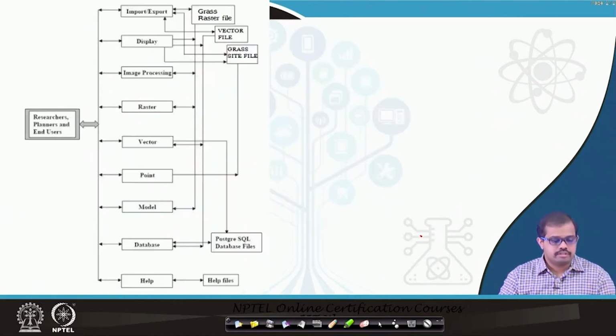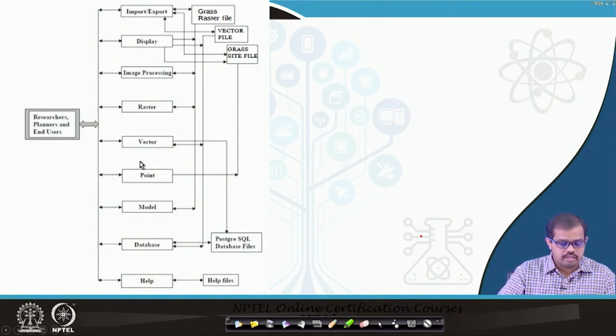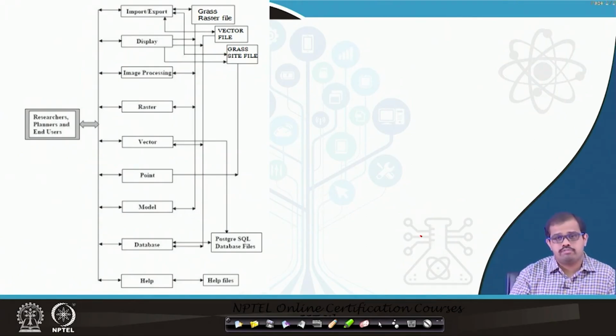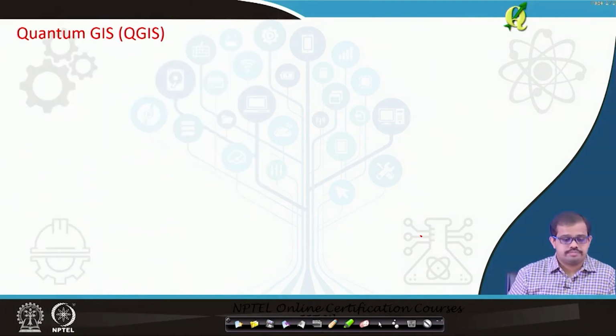Now, as a researcher or a planner, you can look at import and export, display, and image processing, and as I said, it can also handle the database through PostgreSQL database files more effectively than most of the proprietary software available today. So this is just to tell you the entire module of how GRASS is built. So for anything that you have to work on, most of the things are available with GRASS.